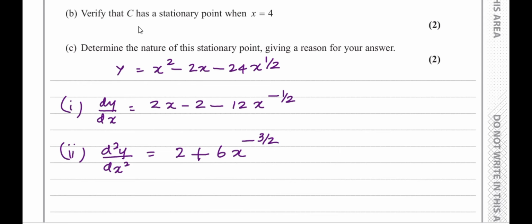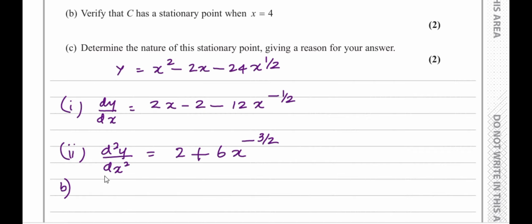Question B. Verify that C has a stationary point when x is equal to 4. This means if I put x is equal to 4 in dy by dx, it should give me a value of 0 if it is a stationary point. So if it gives 0, we are good. That's what we need to show here.